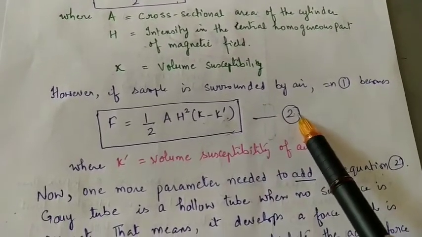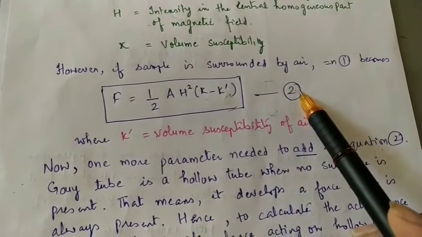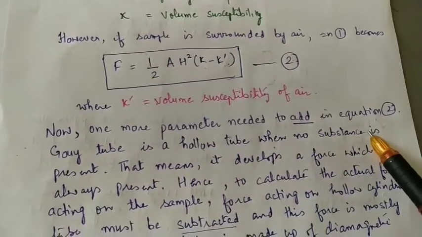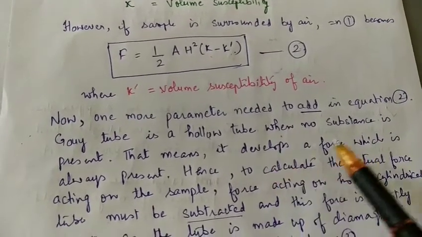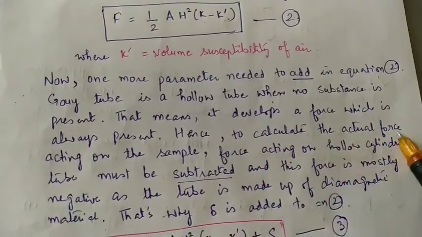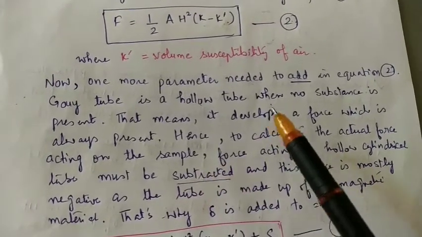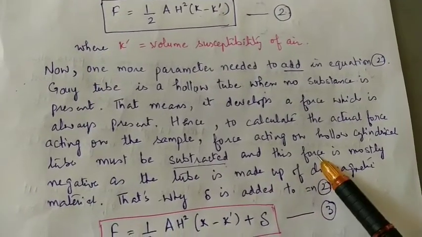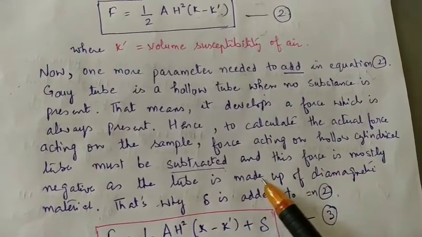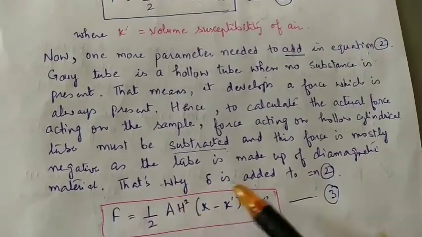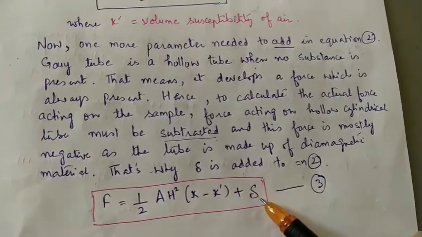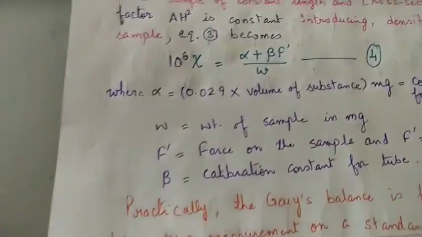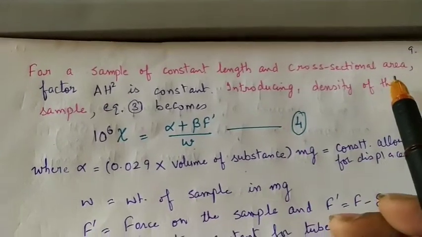Now in this equation, one more parameter that we will add. Because the Gouy tube is a hollow tube where no substance is present, it develops a force which is always present. So to calculate the actual force on the sample, this force on the hollow cylindrical tube must be subtracted. And this force is mostly negative as the tube is made up of diamagnetic material. That is why we will add here delta, a new parameter, for a sample of constant length and cross-sectional area.